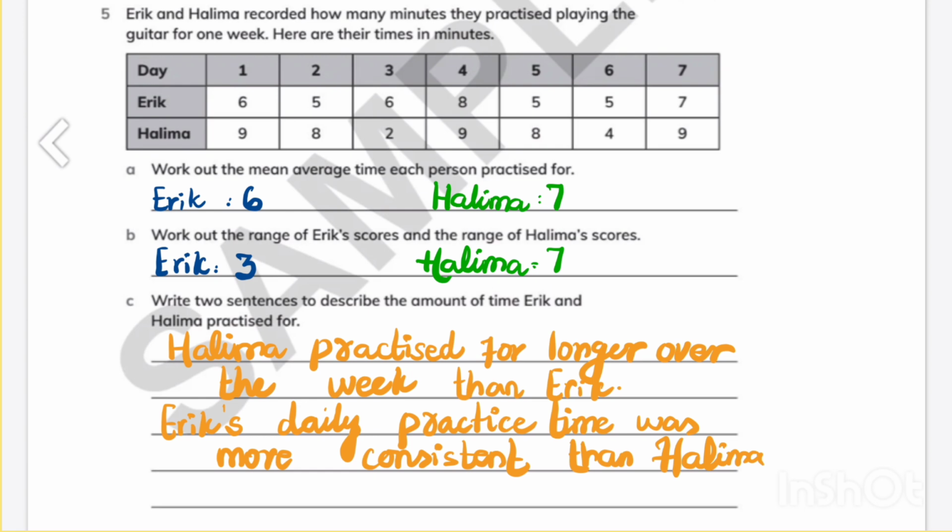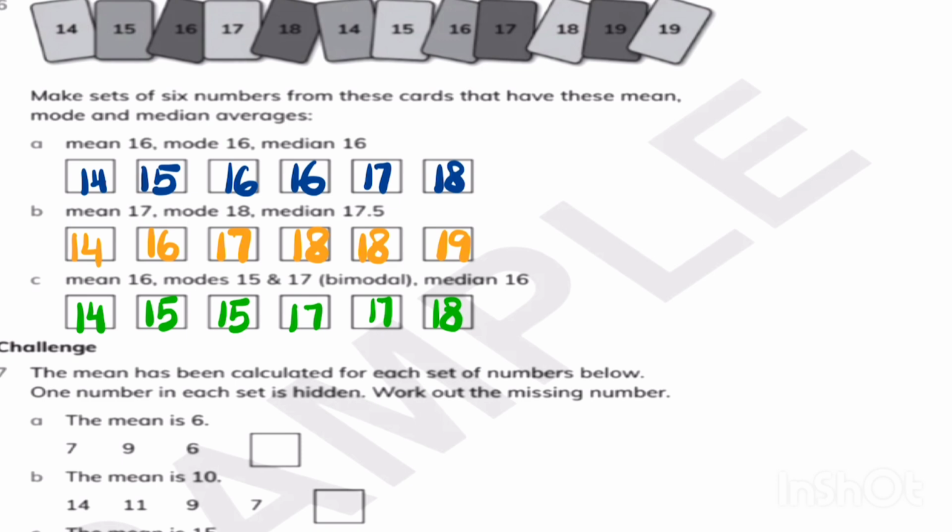Solution for question 5. 6. Although question 6 could have more than one right answer, I have chosen this set of numbers. Let me explain a little bit. You have to concentrate more on median and mode.